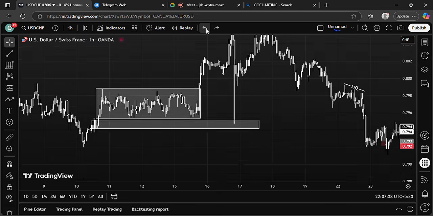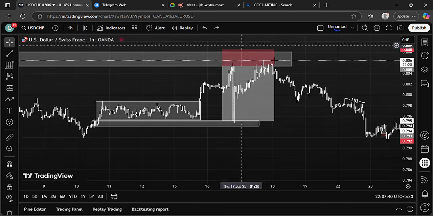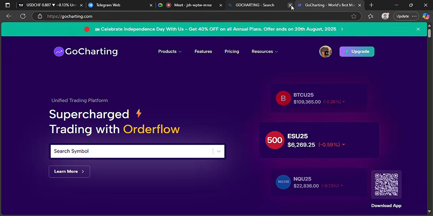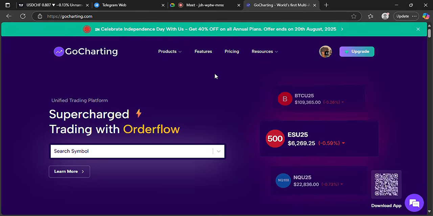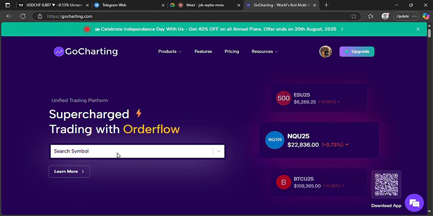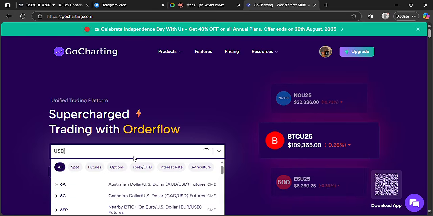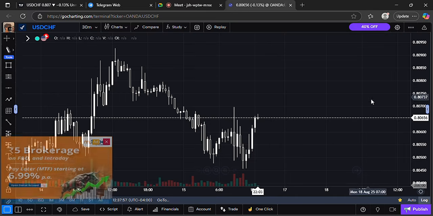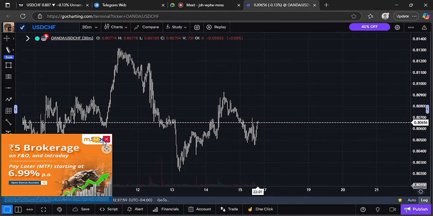Sorry, go charting and USD CHF. I will also post more liquidity pools in the group after this. Means more examples of liquidity pool.